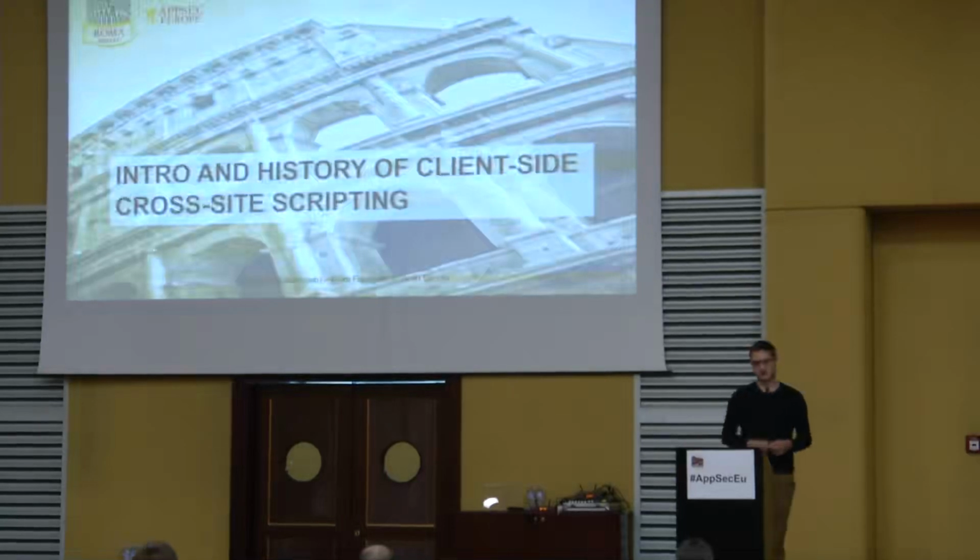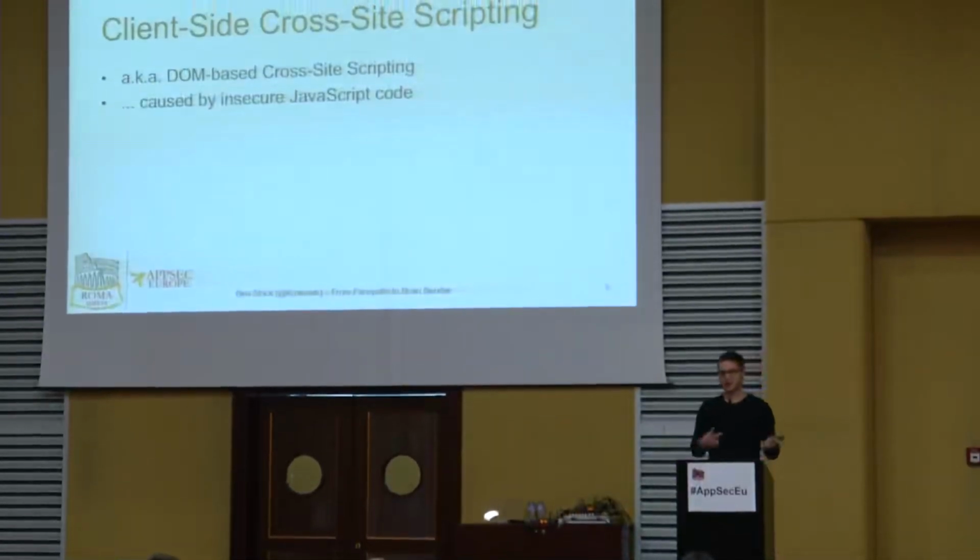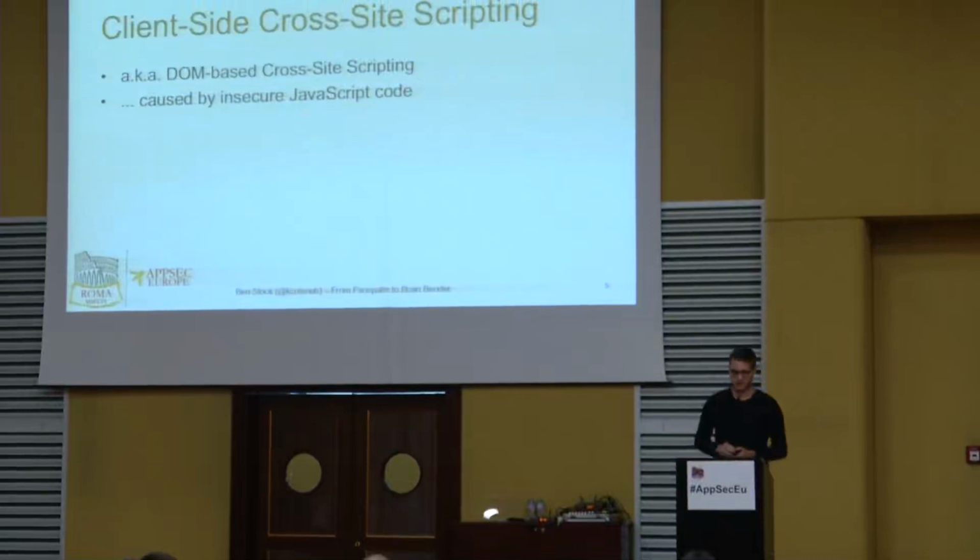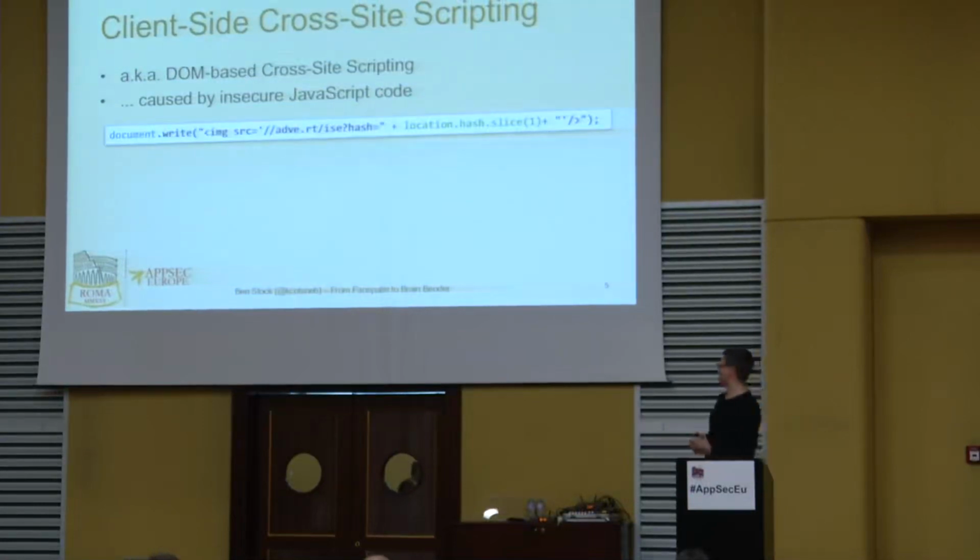All right, so for the intro. Client-side cross-site scripting is actually known to the broader community as DOM-based cross-site scripting, and it's basically caused by insecure JavaScript code. This is a snippet that is susceptible to such an attack. What we see here is a call to document.write. We start an image tag with a single quote, then have a hash value that is supposed to be sent to this third-party advertisement server, and we now simply append location.hash /1. That is everything that is in the URL behind the fragment.